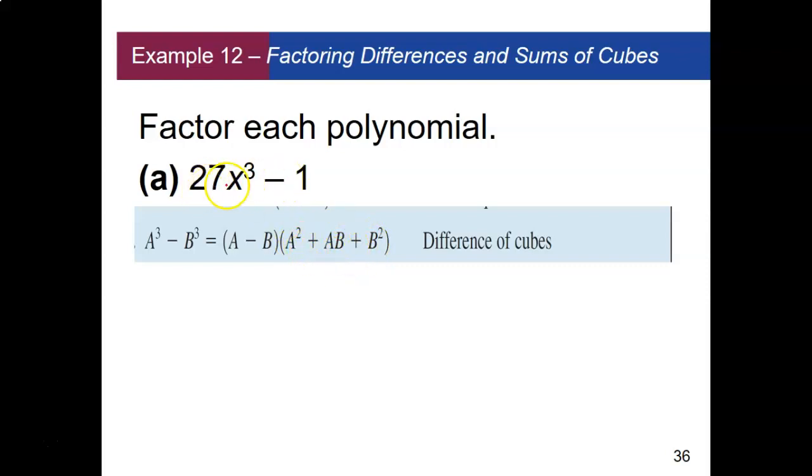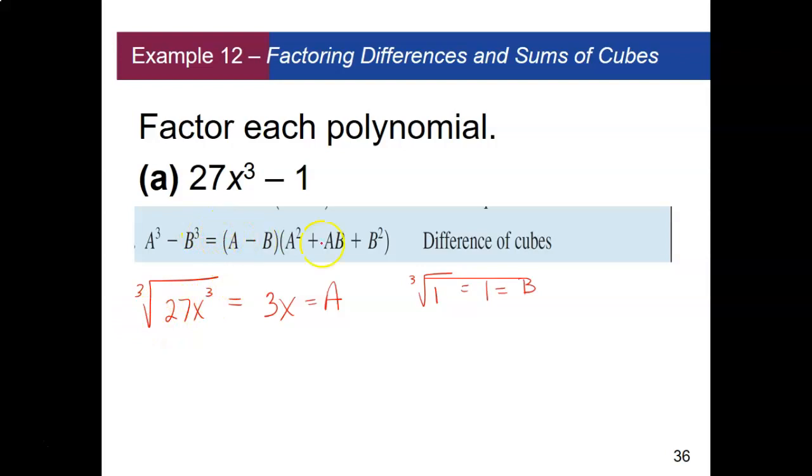So if we look at factoring this, we've got to figure out what our a is and what our b is in this. So looking at this, I need to think if I were to take the cube root of this 27x to the third, in order to factor it, this should be a perfect cube. So the cube root of 27 is 3. Cube root of x to the third is just x. And so that's going to be my a. If I do the same thing, the cube root of 1 is 1, and that's going to be my b.